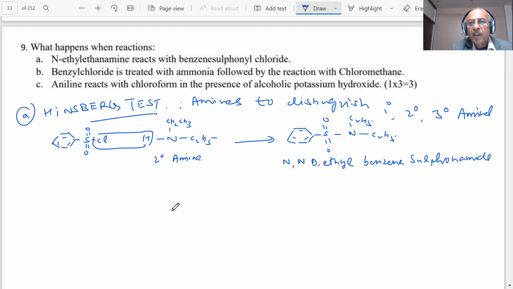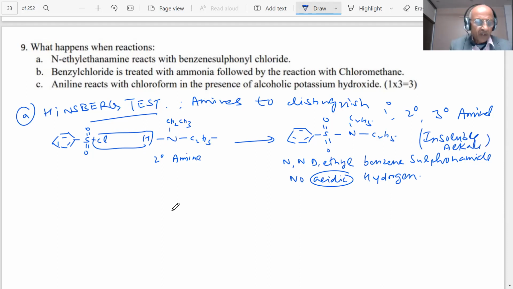Now there is no hydrogen on the nitrogen, no acidic hydrogen. So these are insoluble in alkali. If I add NaOH, it is not soluble. There is no hydrogen here. Therefore, this becomes a test. It will not dissolve in NaOH or KOH. And this is the Hinsberg test. This can be used to distinguish 1 degree, 2 degree, and 3 degree. 1 degree amines become soluble in alkali. 2 degree does not become soluble. You can check this, student.